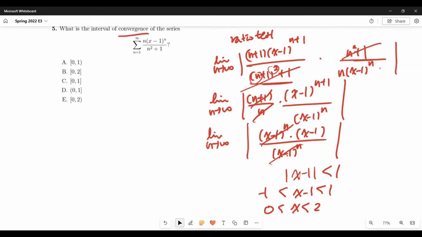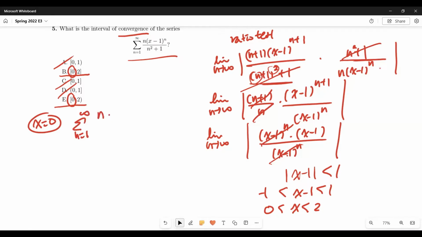And then if we look at our options, it's going to be either B or E, not C, D, or A. And we know that 0 is already in the square bracket, so we don't have to check 0. I mean, if you want to, we could check 0. Okay, let's check 0, then x equals 0. Let's plug it into our original equation. n equals 1 to infinity, this is going to be n times -1 to the n over n squared plus 1, right?